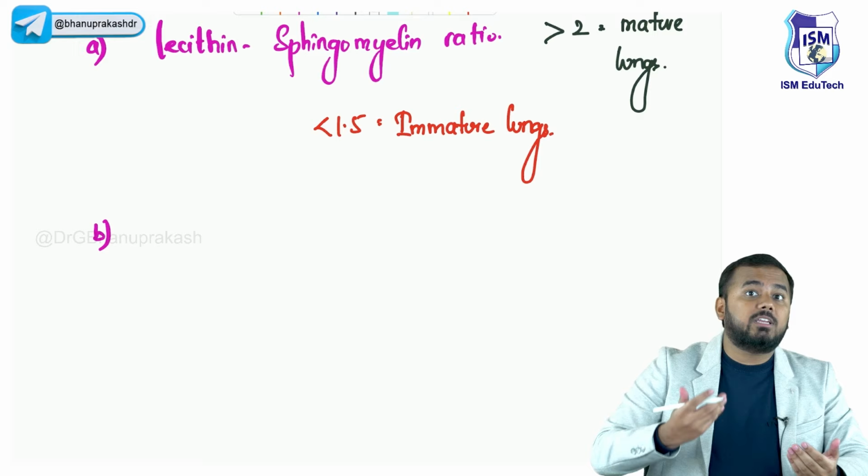In this experiment, if surfactant is more, then the foam will be more, and it will take a lot of time for the foam to get down. If surfactant is less, the foam will be less, and it will take a very short time for the foam to get down. I hope you understood, right? So this experiment, whatever I have done, is called the foam stability index. How stable is the foam, right? Foam stability index.